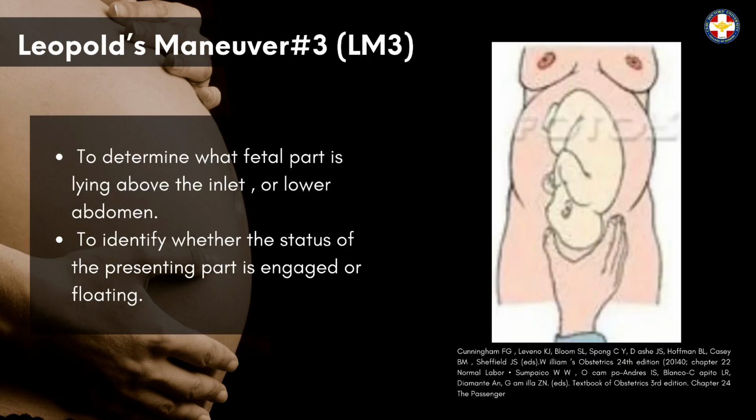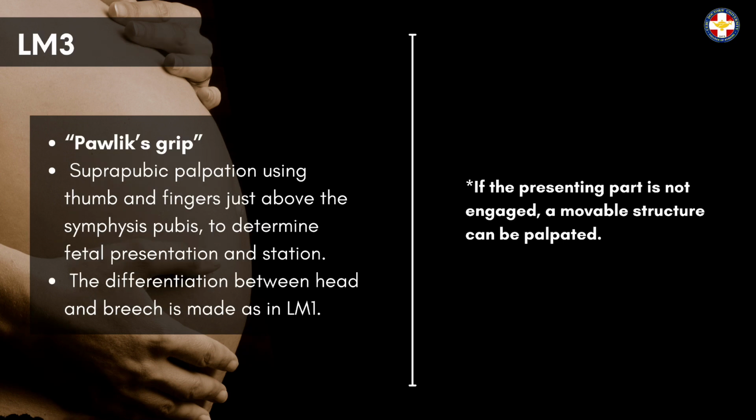And now for the third maneuver, or LM number 3, this is to determine what fetal part is lying above the inlet or the lower abdomen. It is also to identify whether the status of the presenting part is engaged or floating. The third maneuver is also called the Pawlik's grip.